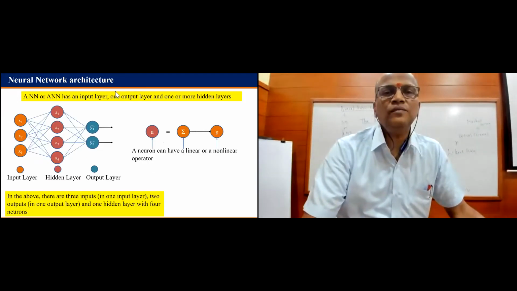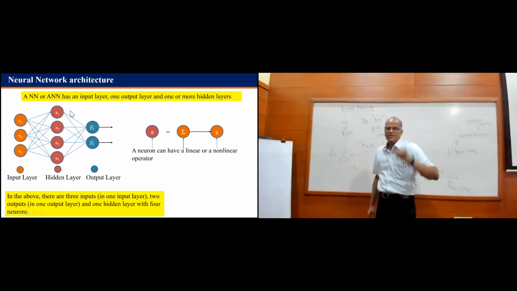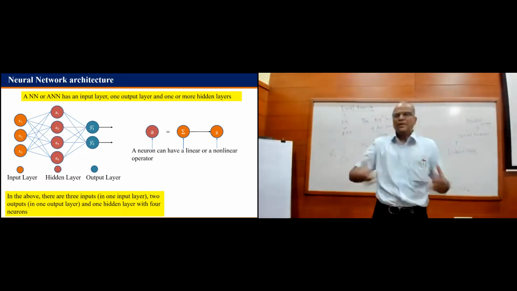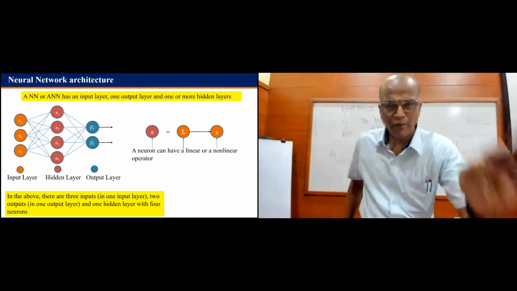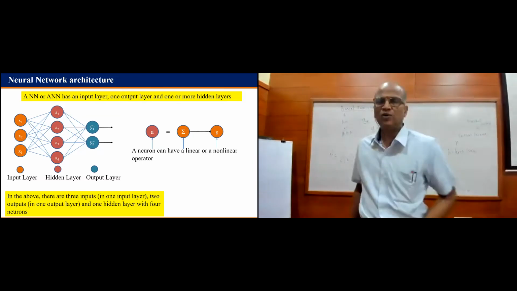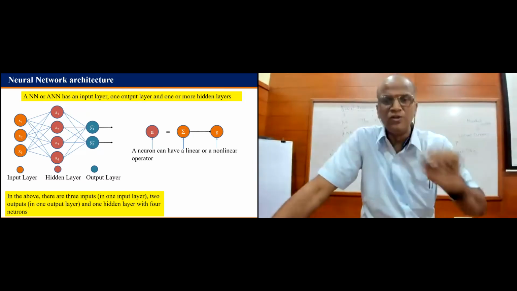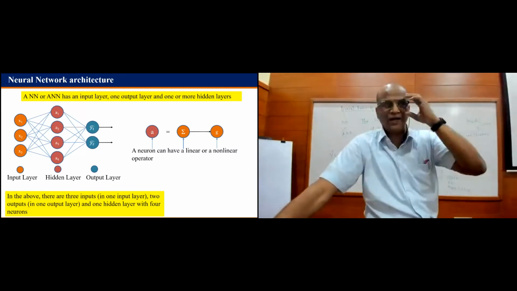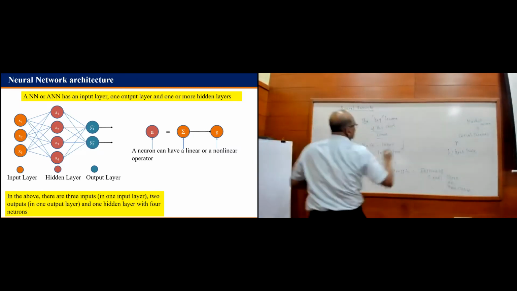Okay, now let us go down further. So this is basically the typical architecture. What is the typical architecture of a neural network? An NN or an ANN has an input layer, one output layer, and one or more hidden layers. A neuron, which is given by A, the maroon circle, can have a linear or a non-linear operator. The non-linear operator is, for example, g of z.